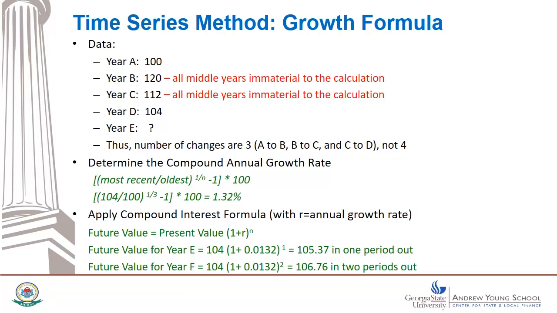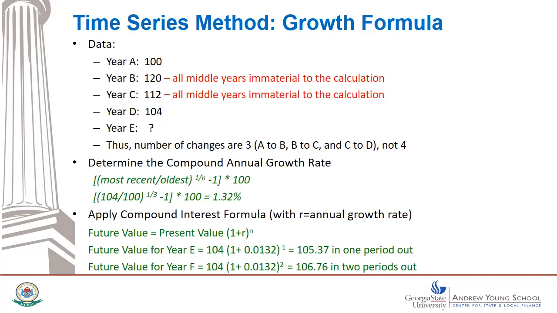There are three changes, from year A to B, from year B to C, and from year C to D. A common mistake is to assign 4 because that is the number of time points. But we're not concerned with time points, but rather changes, so it's only 3 changes. The formula we use is 104 divided by 100. It's then raised to 1 divided by n power, n being the number of changes, or in this case 1 divided by 3, and then minus 1 from that result.